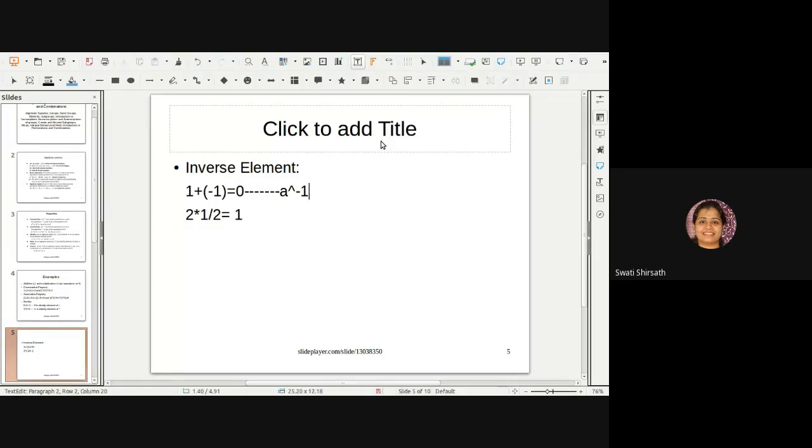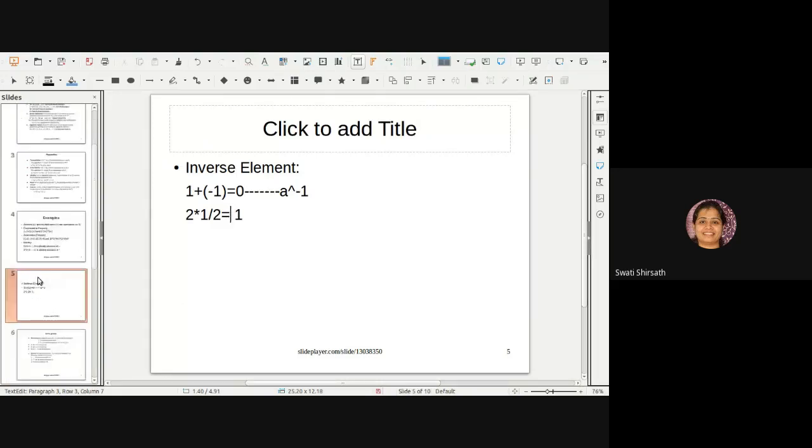So if there is a question to find a inverse, a raised to minus 1, it means you have to find the inverse of that element. Okay, so don't get confused in that one. Just for groups and rings, this a raised to minus 1 is nothing but inverse of a given element. Is there any doubt how inverses can be calculated? For addition and multiplication, it is simple.